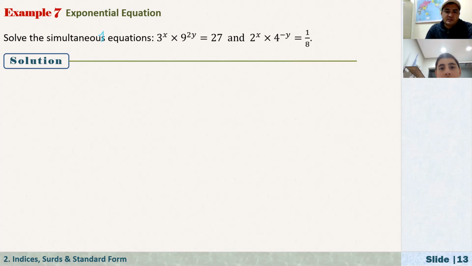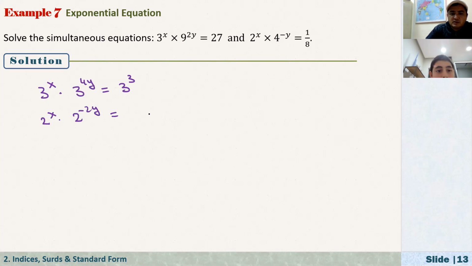Okay, also similar questions: solve these simultaneous equations. Here also we have exponential equations, right? Using the same method, we can do this. In the first question, here we have 3 to the power of x, and 9 I can write as 3 squared. So 3 to the power of x times 3 to the power of 4y is equal to 3 cubed. The second equation, 2 to the power of x times 2 to the power of negative 2y is equal to 2 cubed.